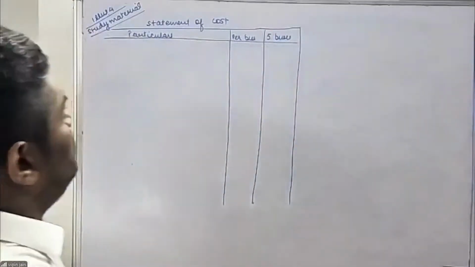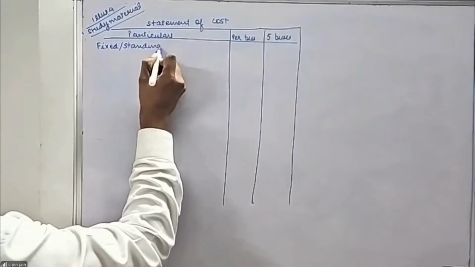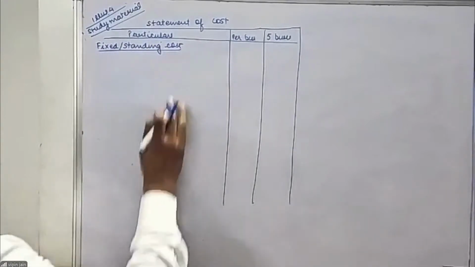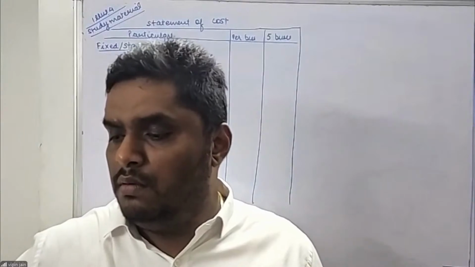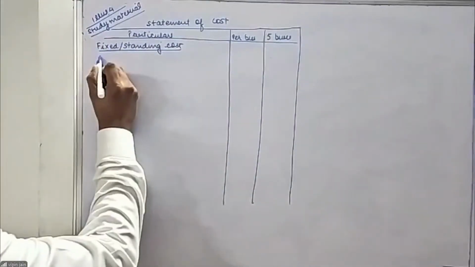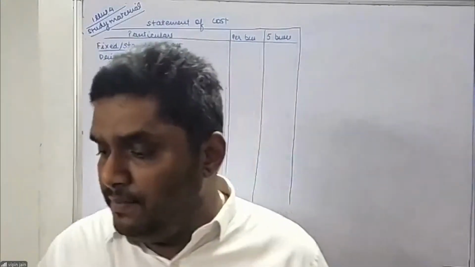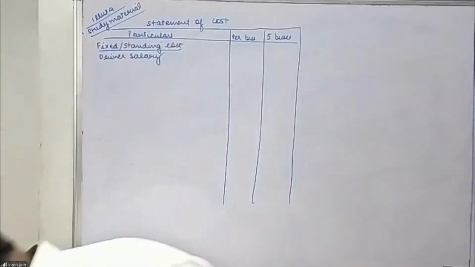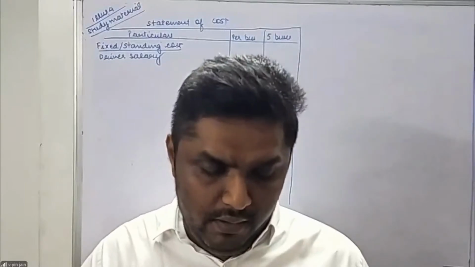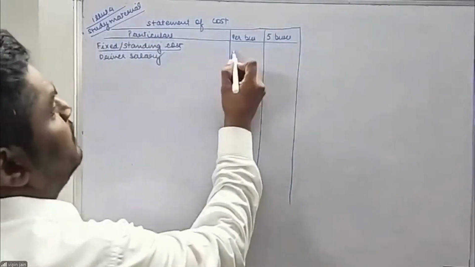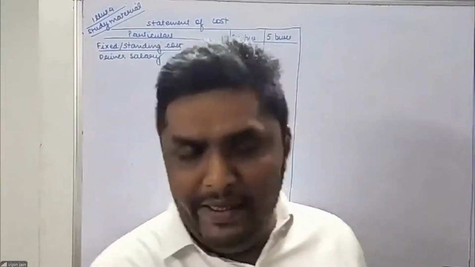So let's start with this question now. Fixed or standing cost? Let's start with driver salary. It is 4,500 per month per driver, into 12. So for one bus, it will be 54,000. And for 5 buses, it will be 2,70,000.